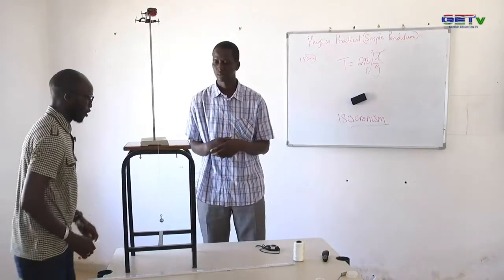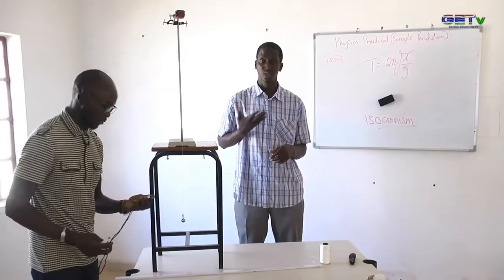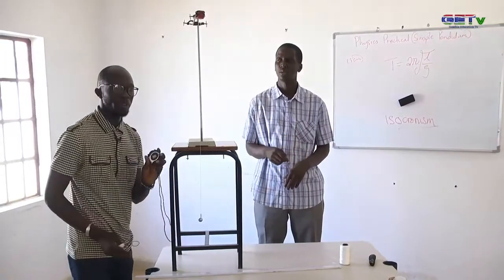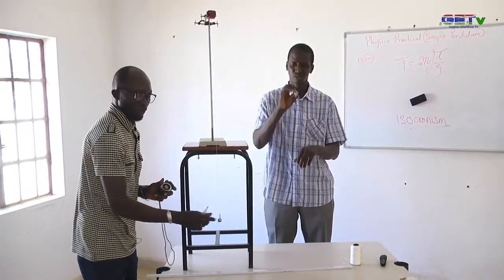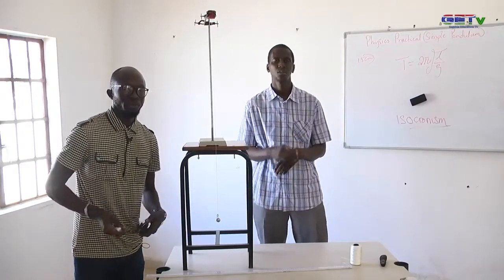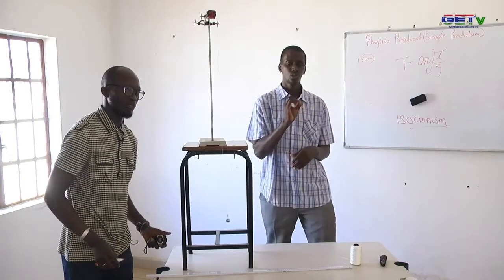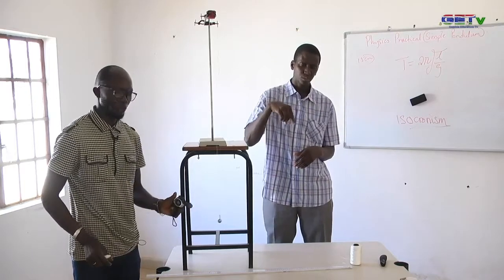Now that we are ready to displace our pendulum, we must have our stopwatch ready, and it must be set to 0. The question says, displace the bulb for a small angle, 1/6 of L. L is 90 centimeters. Read and record the time T that it takes to make 10 complete oscillations. And an oscillation is basically the to and fro movement of an object in space. That is what an oscillation is.